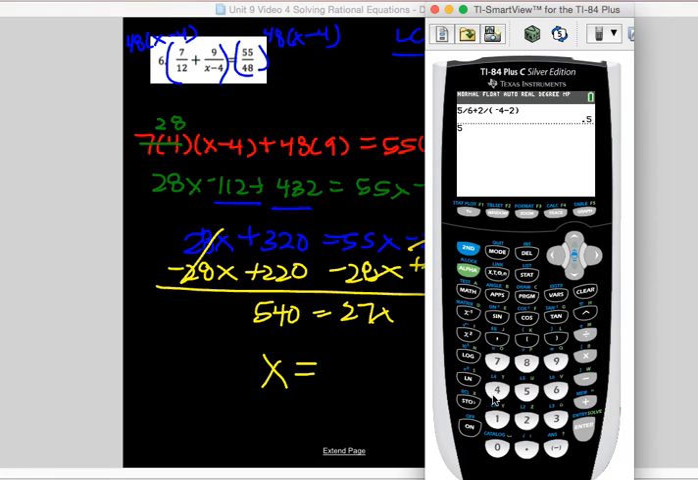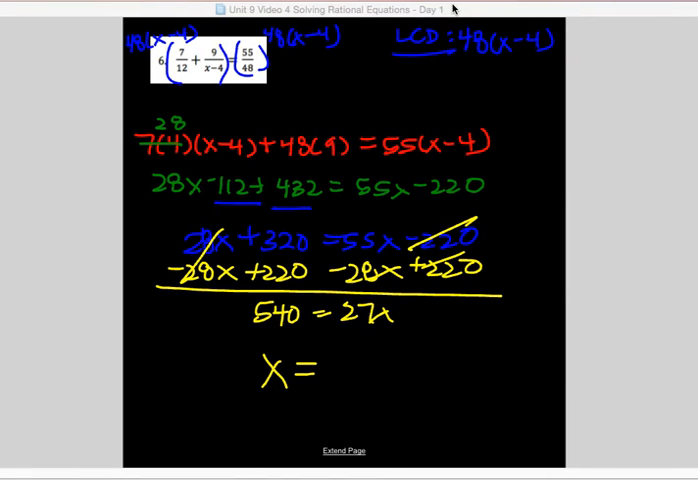540 divided by 27. That gives me 20. So x is equal to 20.